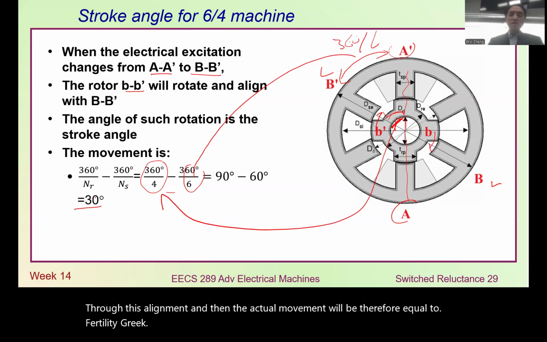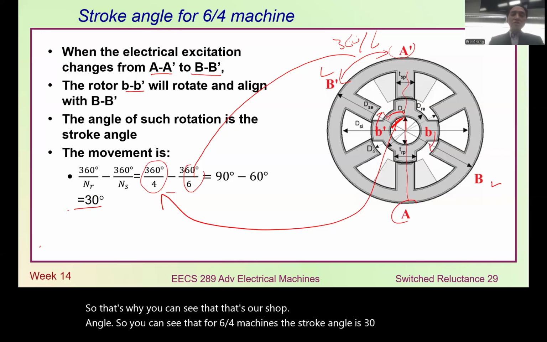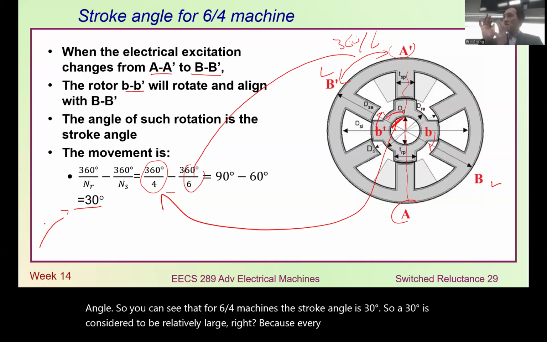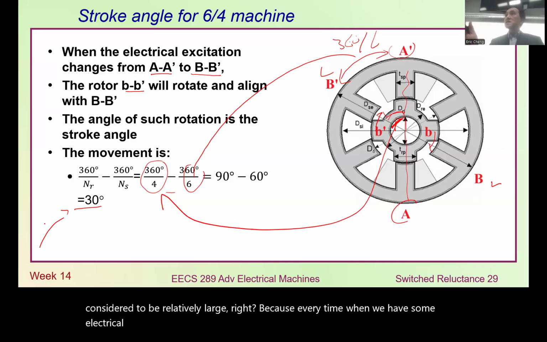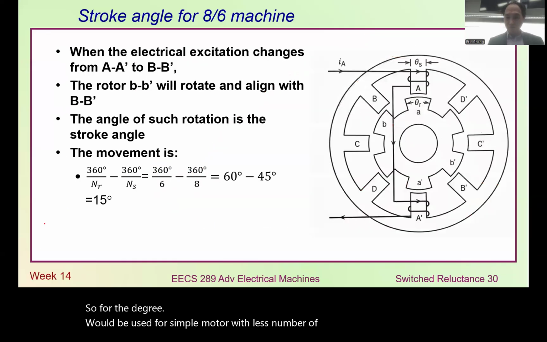So that's why you can see that that's our stroke angle. For the 6-4 machine, the stroke angle is 30 degrees. So 30 degrees is considered to be relatively large, right? Because every time we have an electrical pulse exciting the rotor, it will move by 30 degrees. So 30 degrees is usually for a simple motor with a lower number of stator pole pairs.